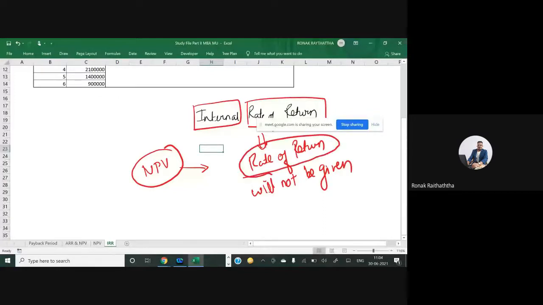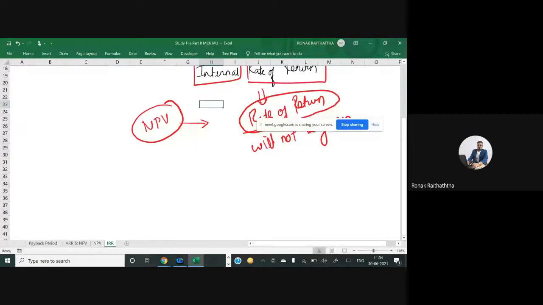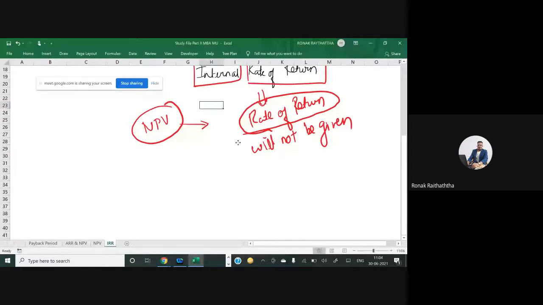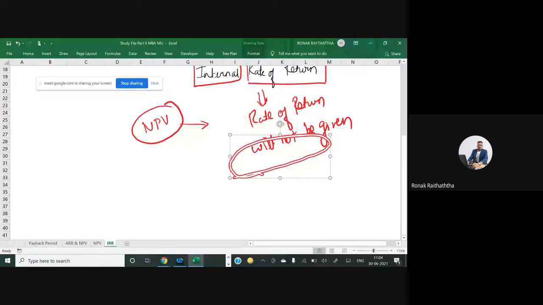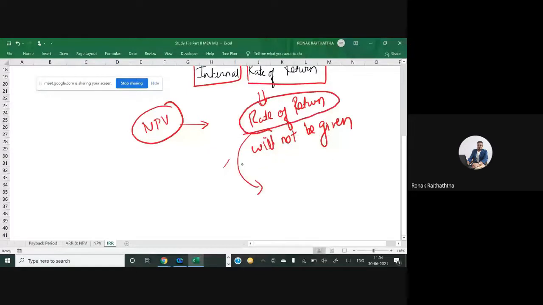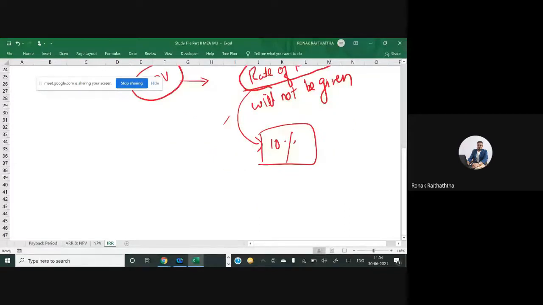Now the question arises, I'll come to the calculation aspect of it in some time. The question arises that, sir, how do we take a decision now based on this? Say the exact rate of return from a project comes around 10%. Now you tell me, how do you take the decision based on this? Obviously, you will try to compare this rate of return with some benchmark rate of return.